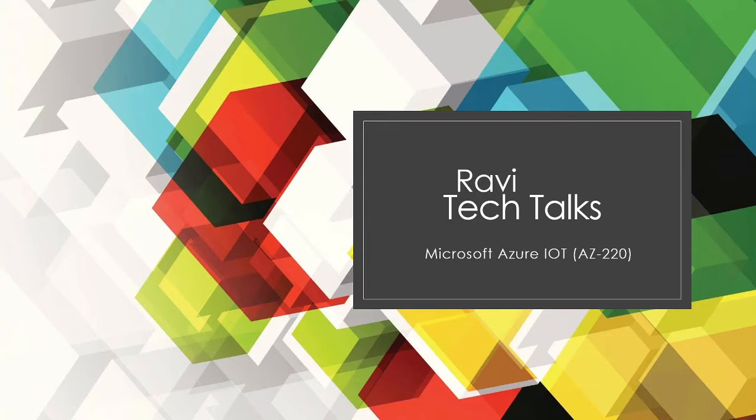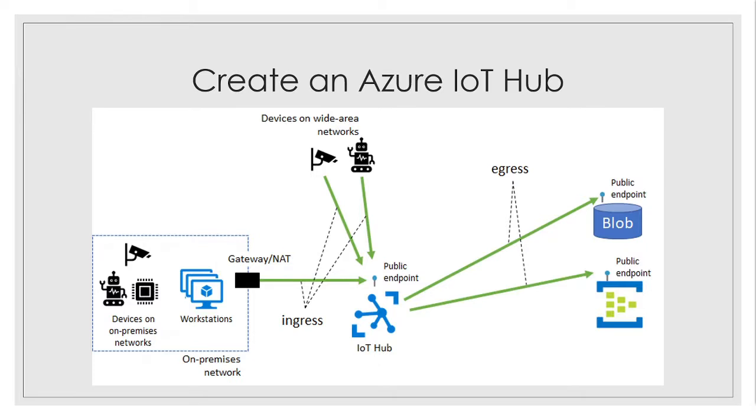Let us start our course Microsoft Azure IoT. Today we will discuss how to create an Azure IoT hub. As you can see, our IoT hub is a cloud IoT gateway. It is mainly used in between the sensors and devices and our other Azure cloud services.